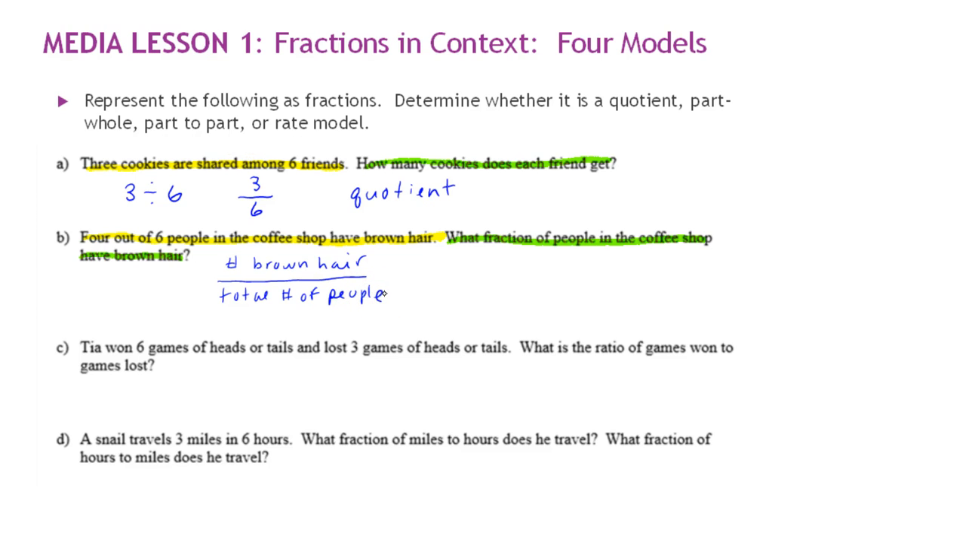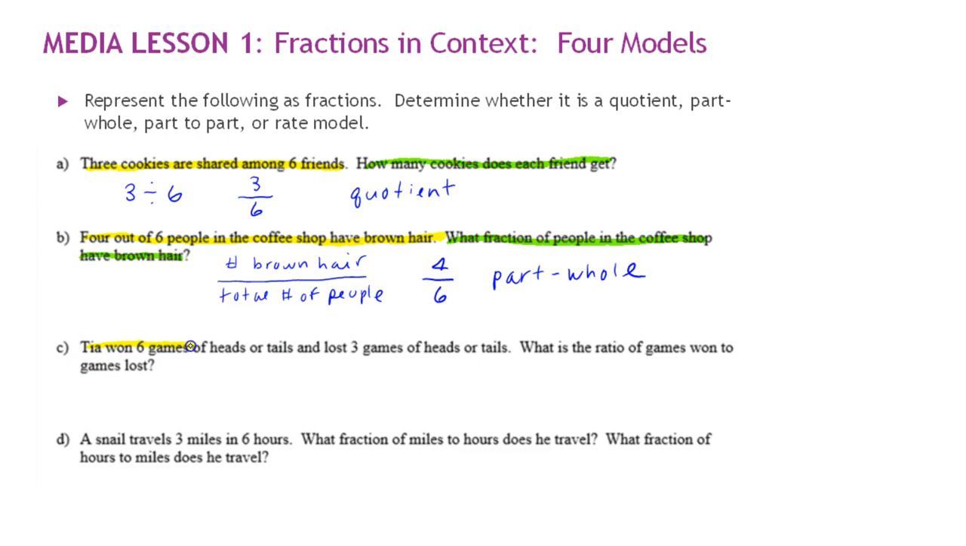Okay, so notice this is going to be a part-to-whole situation. Our denominator is all the people in the coffee shop, which is 6, and we're looking at the part of that whole, the 4 out of those 6 people that have brown hair. So this we would write as 4 out of 6, and it's a part-whole model. Let's look at the next one.